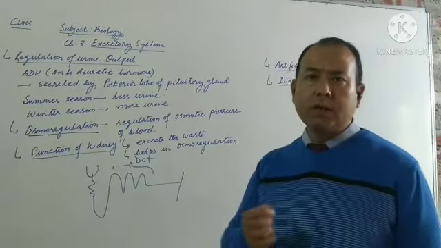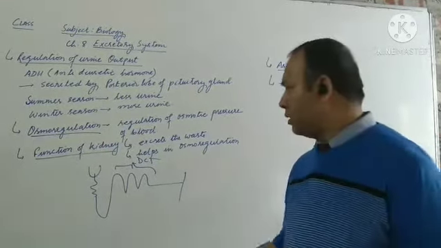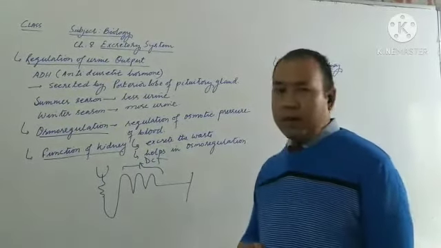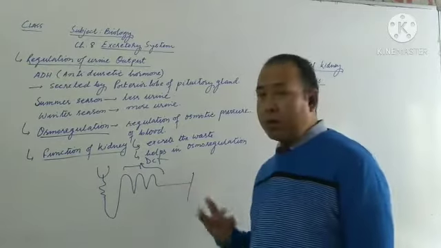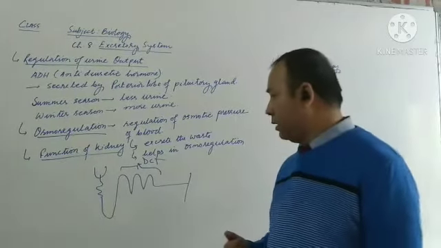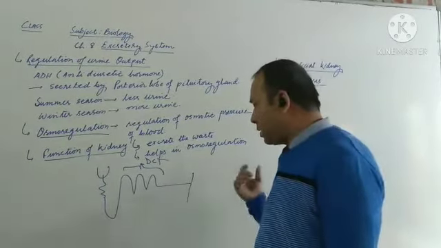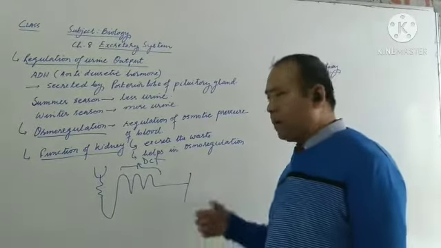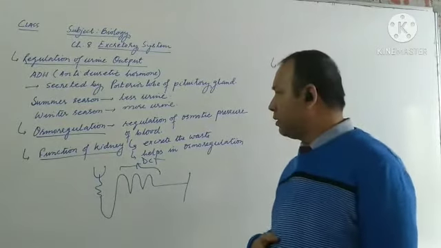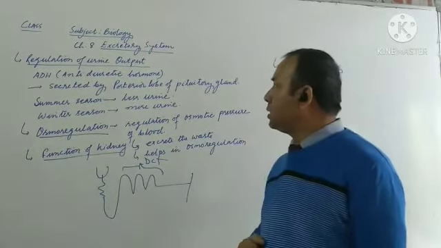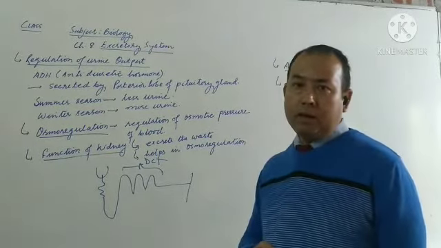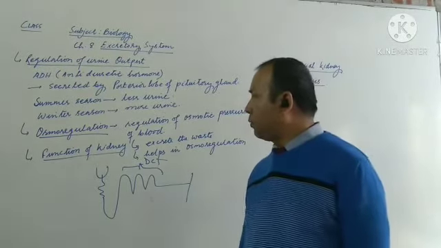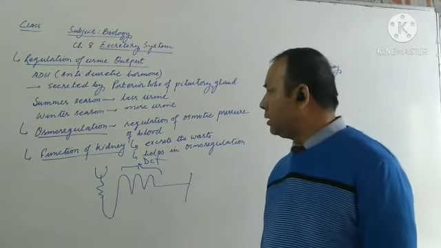During winter season, the ADH hormone is not released, or if it is released, it is released in less amount. Because of this, the DCT remains impermeable to water, so water is not reabsorbed from the glomerular filtrate. Because of this reason, a large amount of urine, highly diluted by water, is excreted from our body. So this is about the regulation of urine output by ADH hormone, its role in regulating urine output during summer and winter seasons.